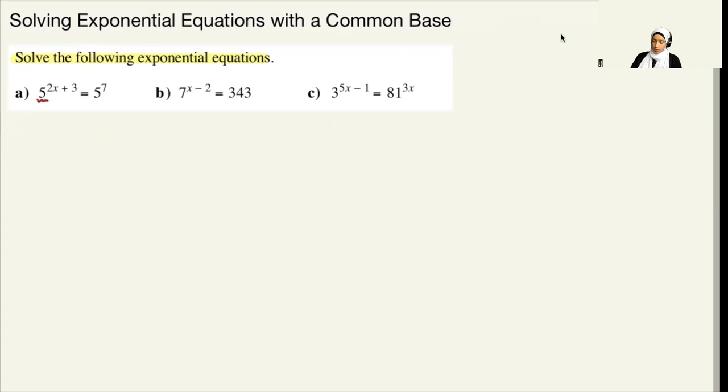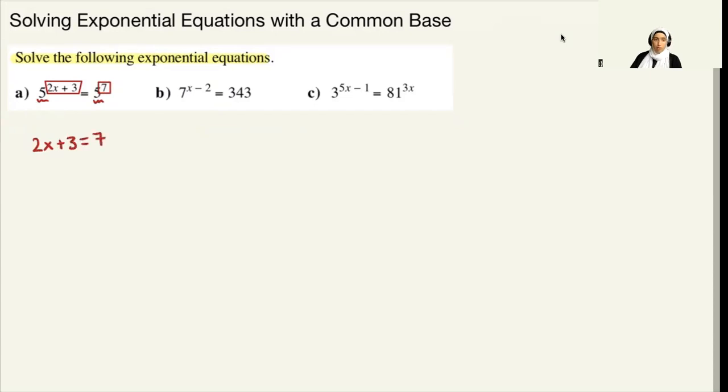We can see that these two have that common base. And so basically, because they're already the same base, the only way these two sides could be equal is if the exponents are equal, right? So I need 5 to the power of something is equal to 5 to the power of something. And so over here, I'll have 2x plus 3 is equal to 7.